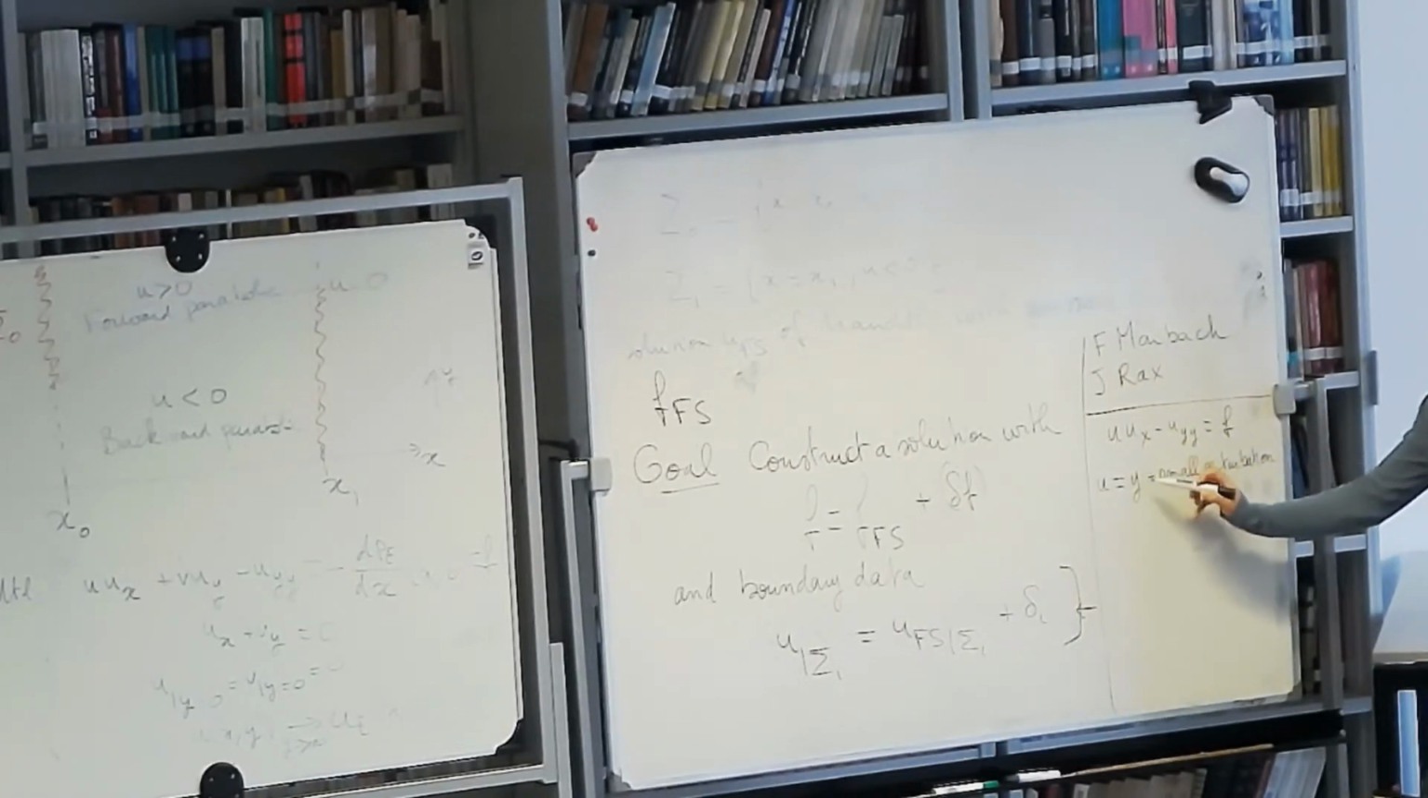And so, of course, if you look at just the shear flow, if you take u equal y, then this satisfies the equation with f equals 0. u_yy is 0, u_x is 0. So this is a trivial solution of the equation with f equals 0. So this is why this is a nice solution.